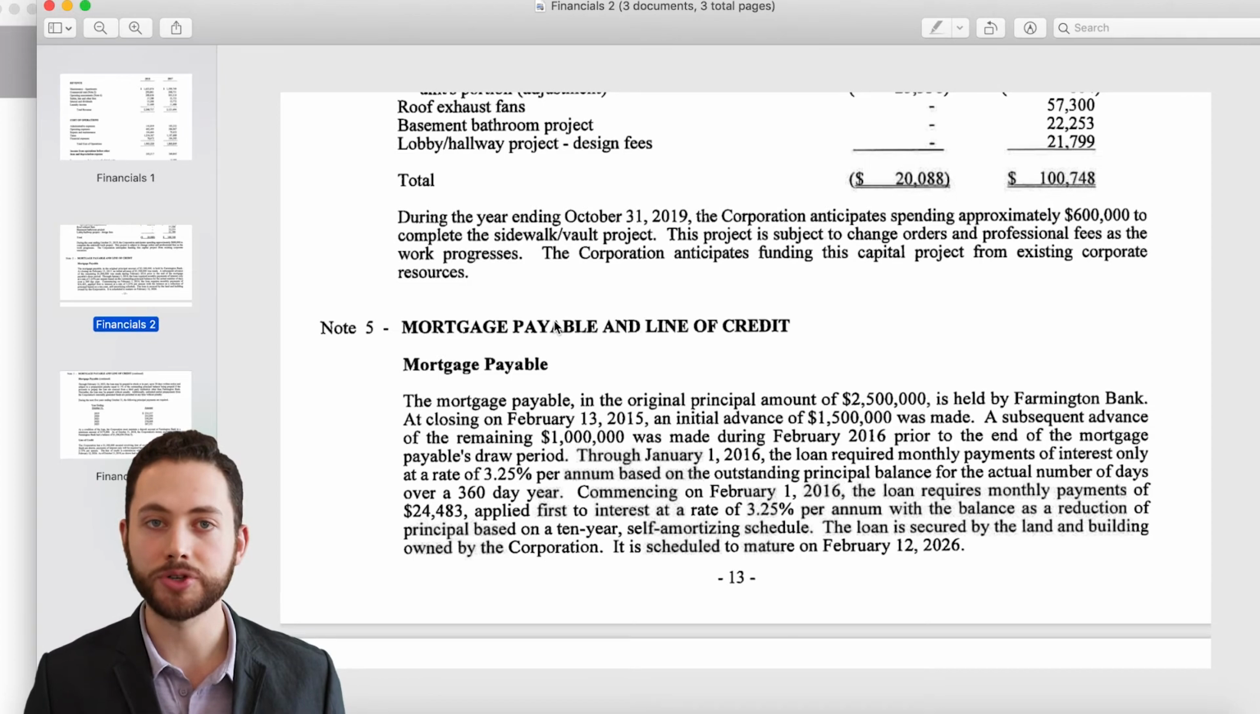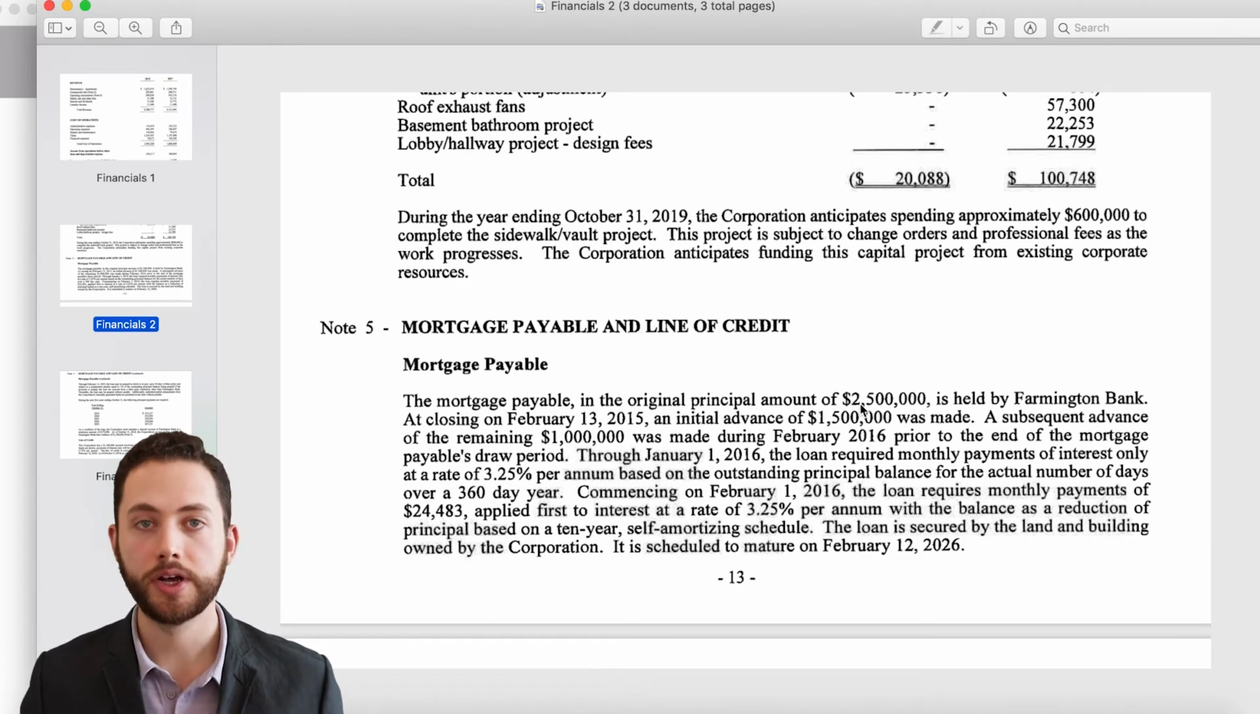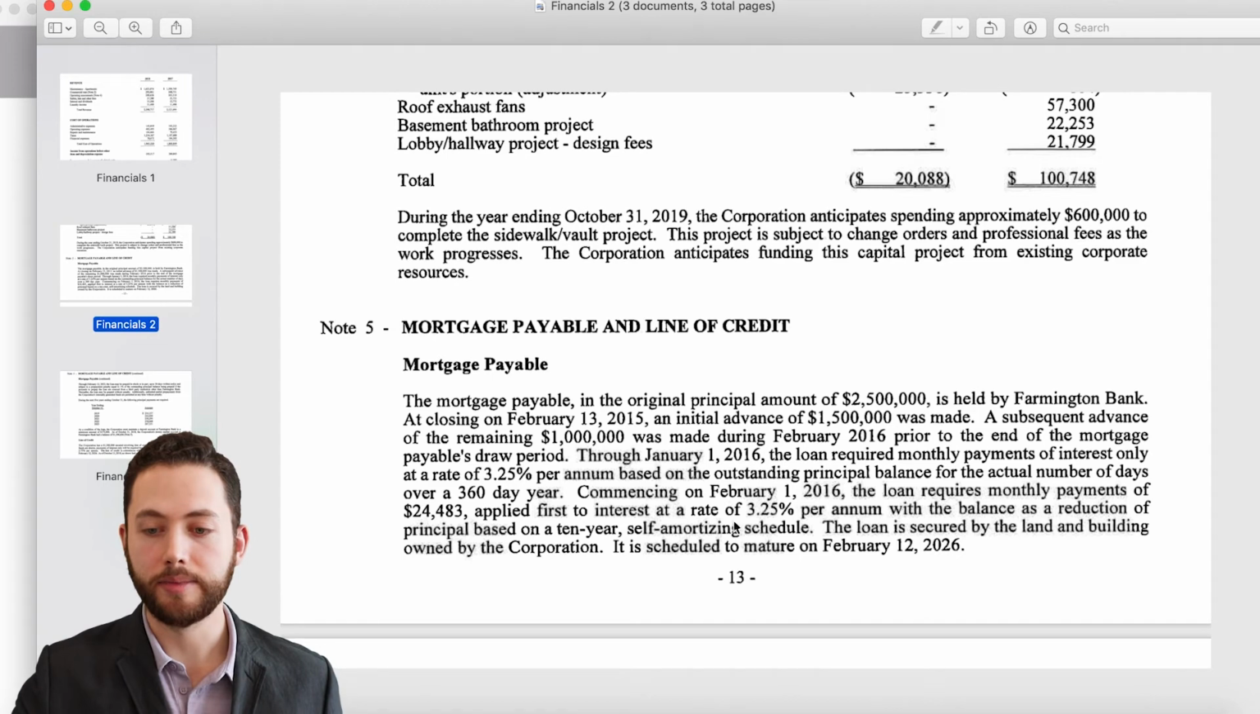So here we have a snapshot of the notes for mortgage payable. And what we see here is that there is a mortgage of $2.5 million. Now, it also tells us basically the monthly payment amount, but it also tells us the interest rate. So that could give you a sense for what sort of debt the co-op is carrying.